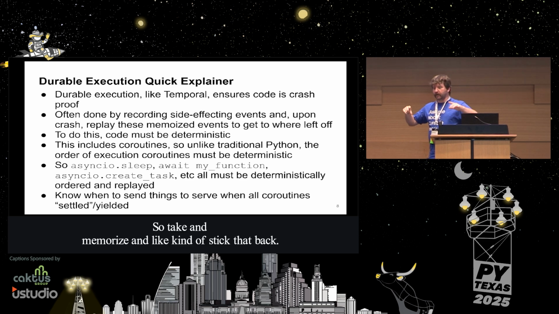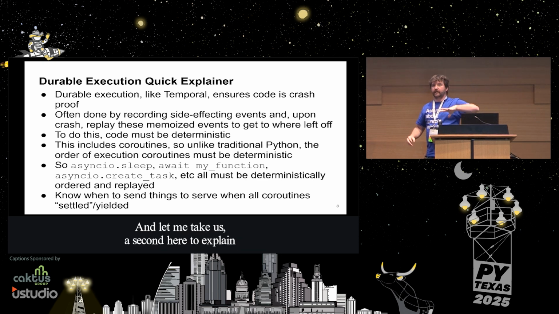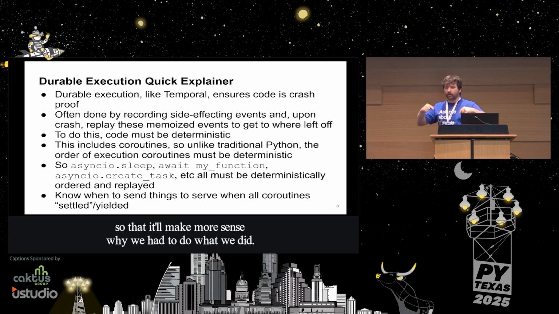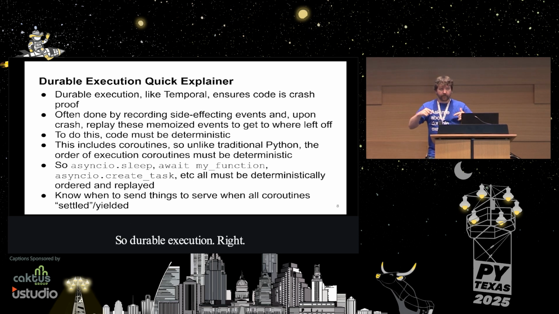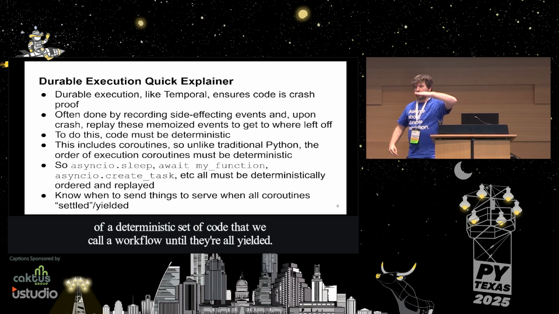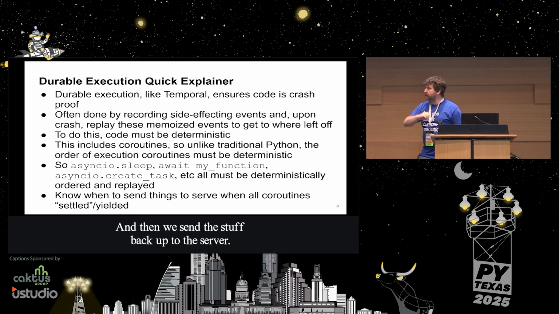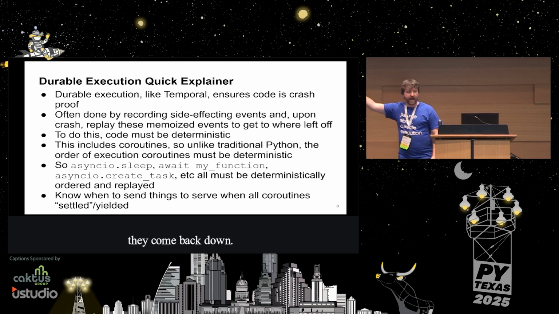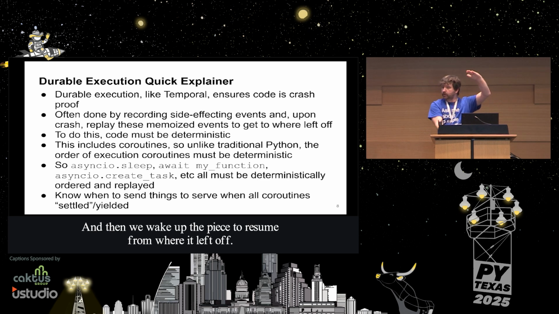Okay, so take and memorize and stick that in the back of your mind, all of what we just talked about with async IO. And let me take a second here to explain durable execution and Temporal in a nutshell, so that it'll make more sense why we had to do what we did. So durable execution makes sure your code is crash-proof. How it does this is effectively we run all of the coroutines of a deterministic set of code that we call a workflow until they're all yielded. And then we send the stuff back up to the server. And whenever the side-effecting actions are done, they come back down and we wake up the piece to resume from where it left off.